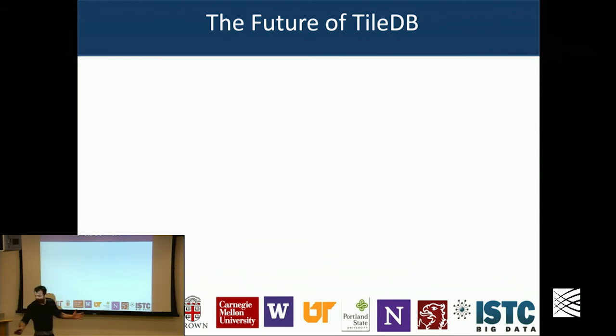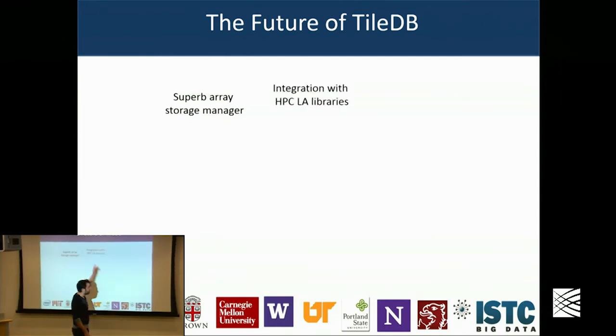And this is going to finish my talk. So first of all, this is indisputable now. We have proven this. We have a paper on this. We do have perhaps the best array storage manager out there right now for both dense and sparse arrays. So this is solved. This is done already. Our next step is to integrate with HPC libraries. We don't want to rewrite the libraries in a MapReduce style.